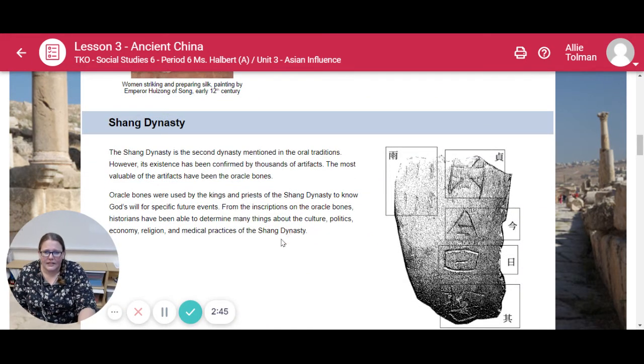Now, the Shang dynasty. The Shang dynasty is the second dynasty mentioned in the oral traditions. However, its existence has been confirmed by thousands of artifacts. The most valuable of these artifacts have been oracle bones. Oracle bones were used by kings and priests of the Shang dynasty to know God's will for specific future events. From the inscriptions on the oracle bones, historians have been able to determine many things about culture, politics, economy, religion, and medical practices of the Shang dynasty.